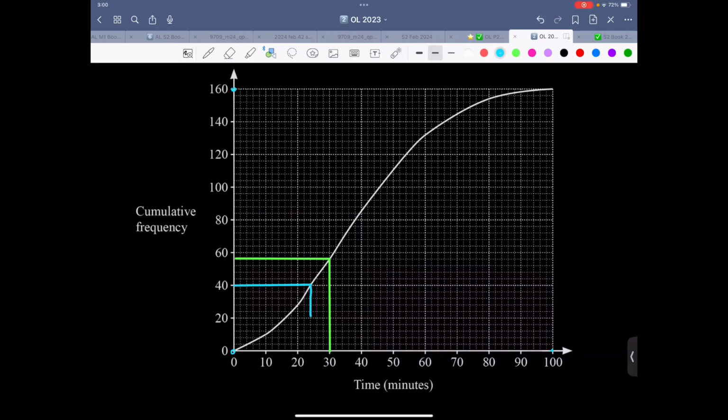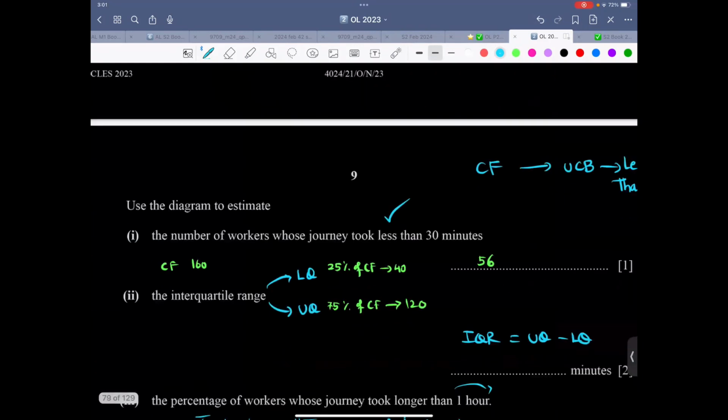Touch this graph, read off this value. So now we are going in this direction. Previously, we were going from time to cumulative frequency. Now we are going from cumulative frequency to time. So this value, how much is that? This is 20 till 30, and this is 24. So the lower quartile is coming out to be 24.